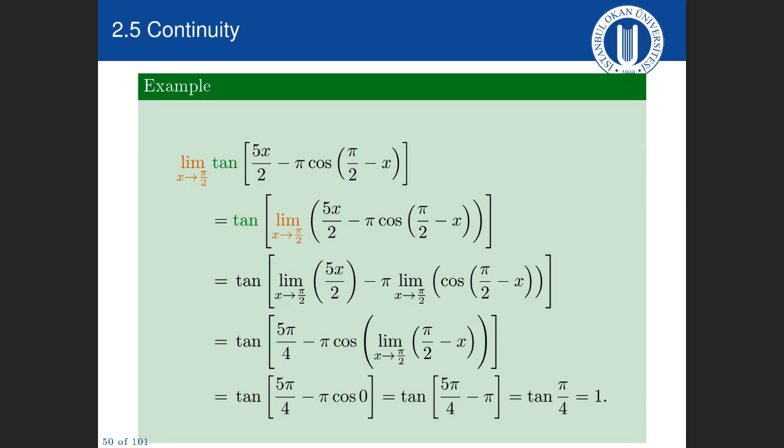A simple limit. Limit as x tends to pi over 2 of 5x over 2. That's just 5 pi over 4. I have limit of cos. Cos is continuous everywhere, so that's the same as cos of limit. And then I'll leave the details of this for you to check later.